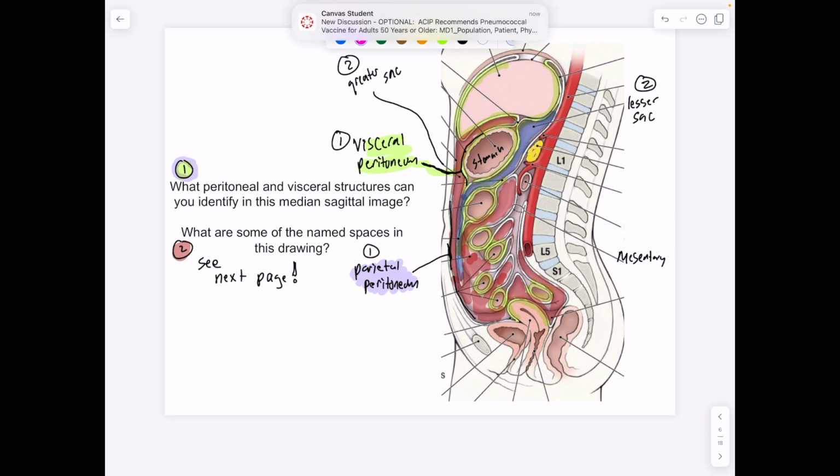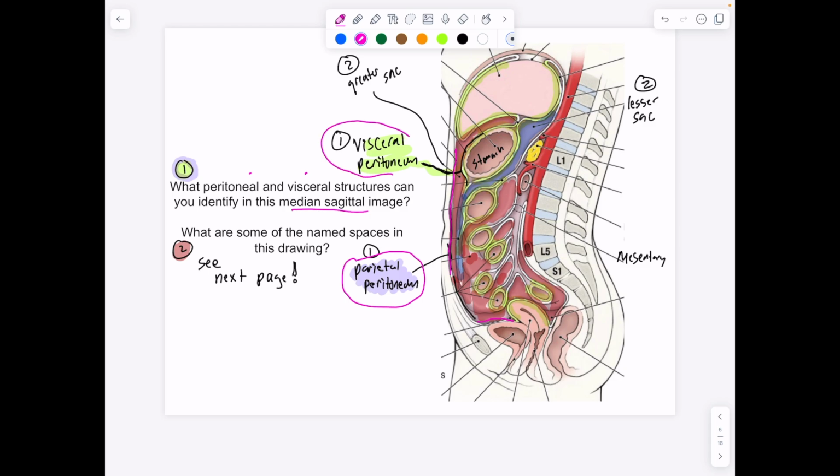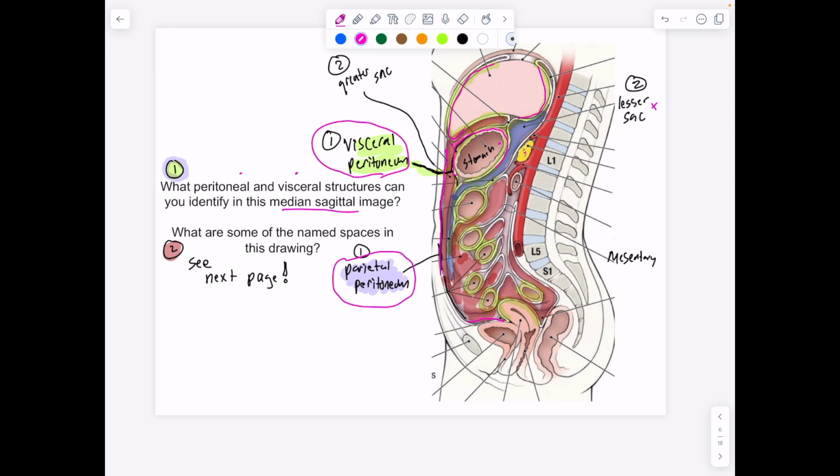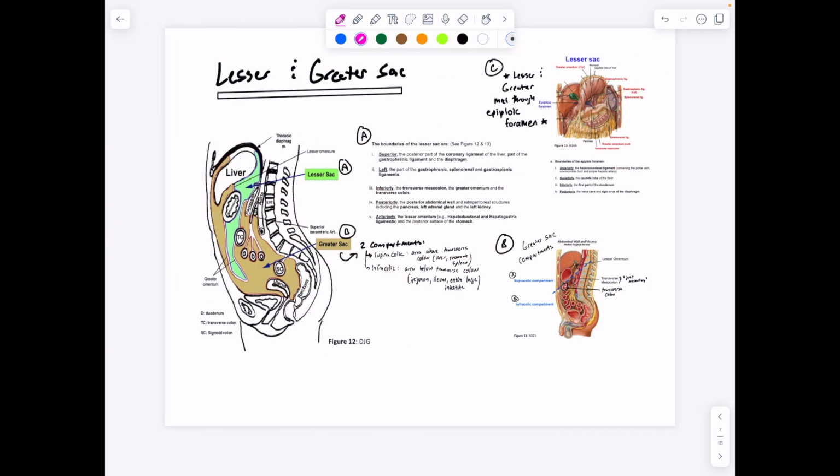All right, so then if we take a look at the side view of the peritoneal cavity, what are the peritoneal and visceral structures you can identify in this median sagittal image? Well, specifically, we see the parietal peritoneum, which is lining the cavity of the abdominal wall, and then into the pelvic cavity down here. When it goes around the organs, we have the visceral peritoneum. And then we have the division of the peritoneal cavity into actually two sacs. There's the lesser sac, which is behind the stomach and in front of the pancreas. And then we have the greater sac, which is pretty much everything else, but more on that right now. So the peritoneum is broken up into the greater sac and lesser sac.